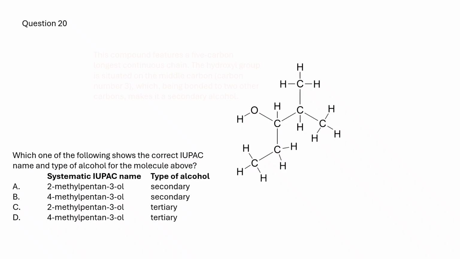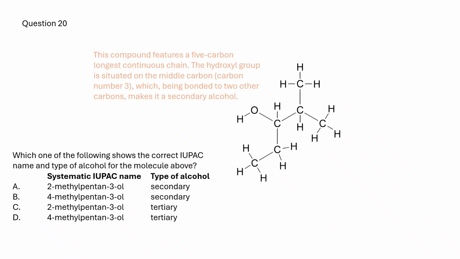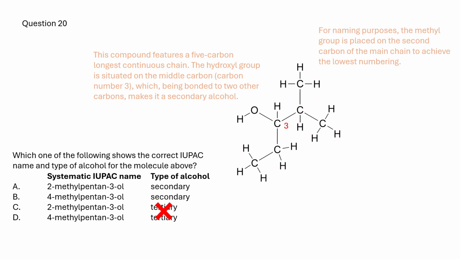This compound features a 5-carbon longest continuous chain. The hydroxyl group is situated on the middle carbon, carbon number 3, which, being bonded to two other carbons, makes it a secondary alcohol. For naming purposes, the methyl group is placed on the second carbon of the main chain to achieve the lowest numbering.